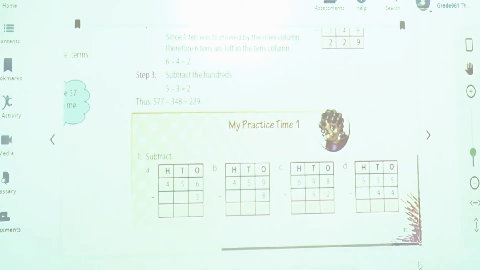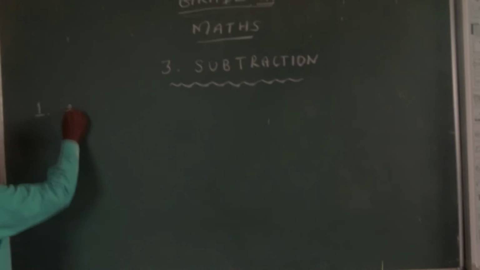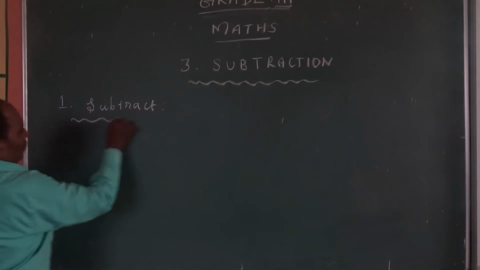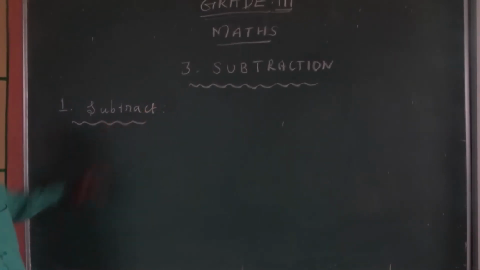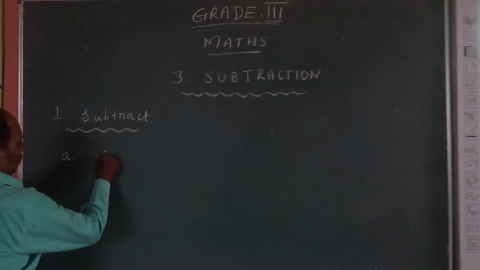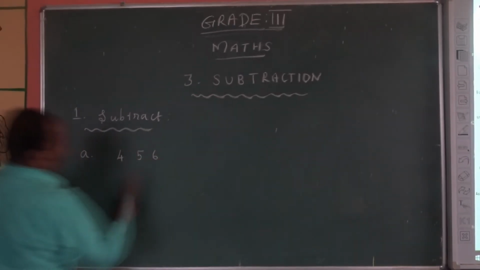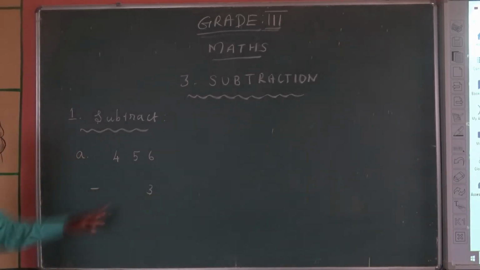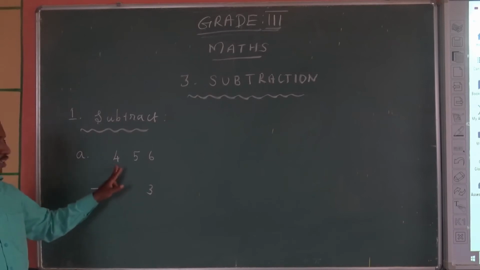First one, subtract. Question number A. 456 minus 3. First one, 3-digit numbers. Then second one, single-digit numbers. We subtract 3 from 456.